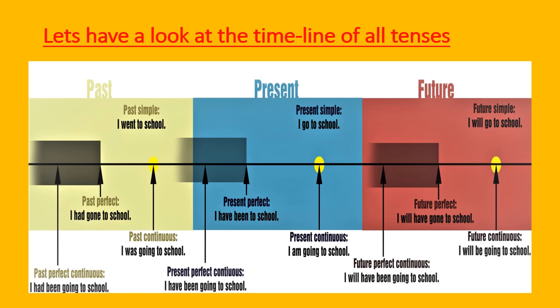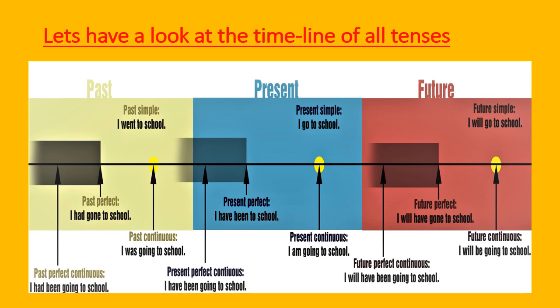Let's move to the future tense. And the first one is future perfect continuous tense, which is an action at a certain point in the future expressing duration. For example, I will have been going to school for 3 years this summer.